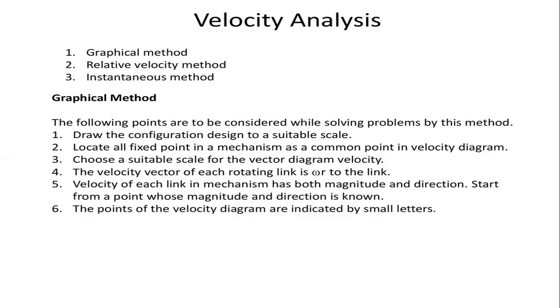Next, the velocity of each link in the mechanism has both magnitude and direction, and we start from a point whose magnitude and direction are known. The points of the velocity diagram are indicated by small letters only. So these are the procedure points for velocity analysis by the graphical method.